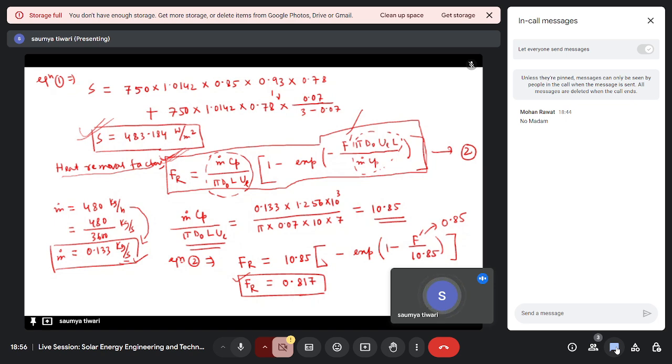So it's m dot Cp upon pi d naught L into overall heat loss coefficient into 1 minus e to the power minus F dash pi d naught UL, your overall heat loss coefficient, into L dash upon m dot Cp. So F dash is already given in the question. What we don't know is this term, right? This will be used again and again here. So this is the reciprocal of whatever has been mentioned here. So let's see each of the terms.